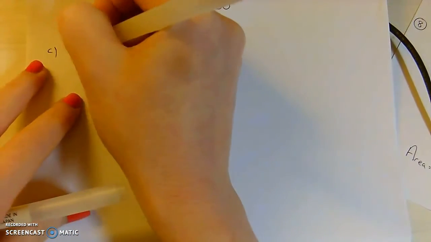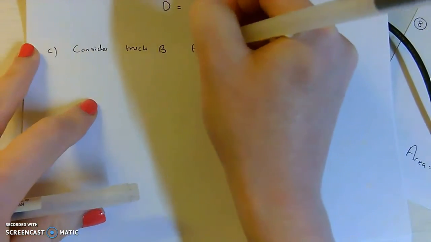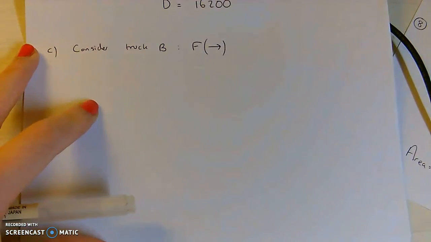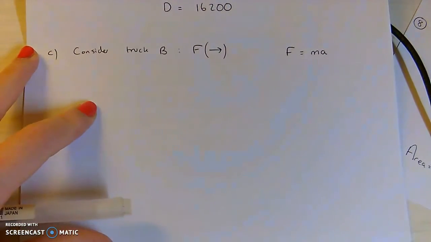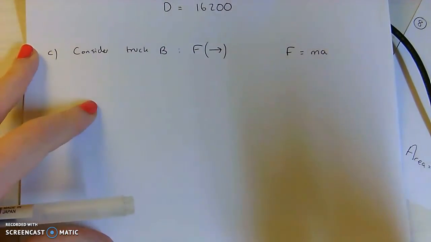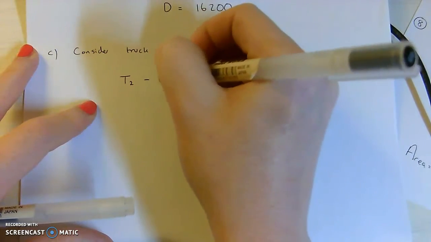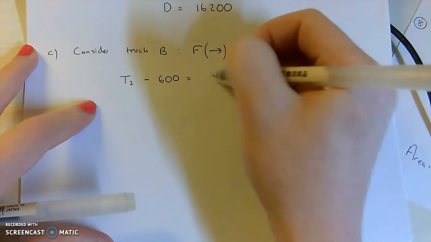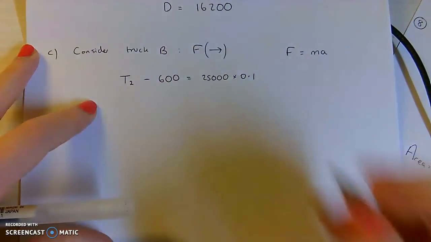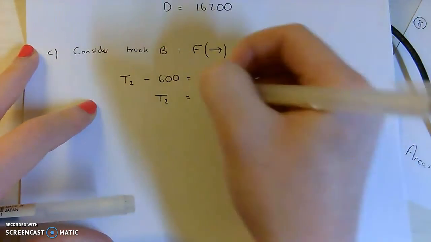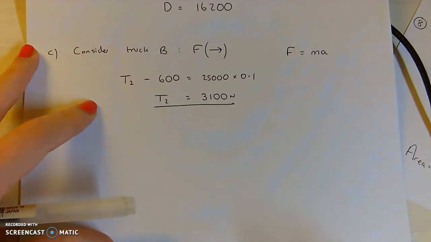So if I consider truck B, and again, I'm going to move the forces horizontally to the right. Okay, so we're always doing F equals ma here, because I've got some acceleration. The system isn't going at constant velocity, it's moving with an acceleration of 0.1. So if I look at truck B, I've got T2 in the positive, take away 600 going backwards, and that will equal the mass, 25,000, times acceleration, which is 0.1. So reducing and rearranging, I get 2,500 add 600 is 3,100 newtons there. Okay, so that's my T2.